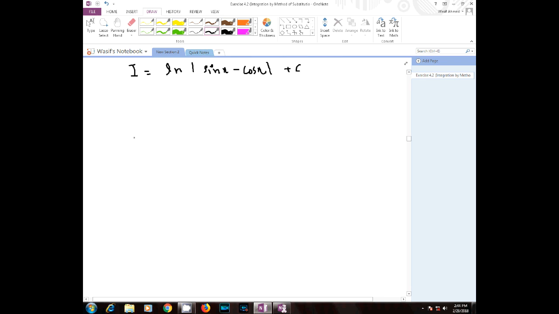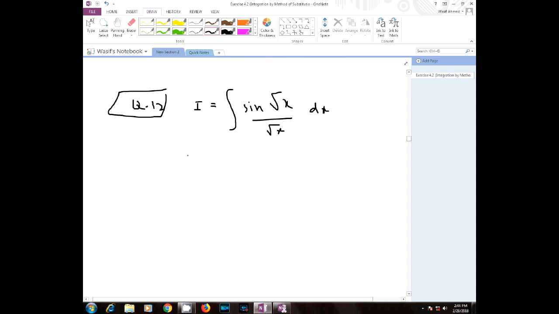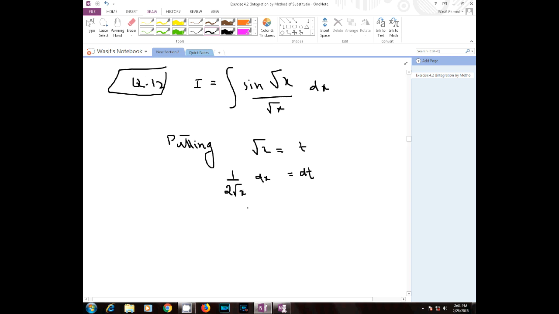Next question is question number 12. You have to integrate I equal to sine square root x divided by square root x dx. This is a very simple question. Just you have to put square root x is equal to t. So dt looks like to be equal to 1 divided by 2 square root x dx, because the derivative of square root x is 1 divided by 2 square root x.